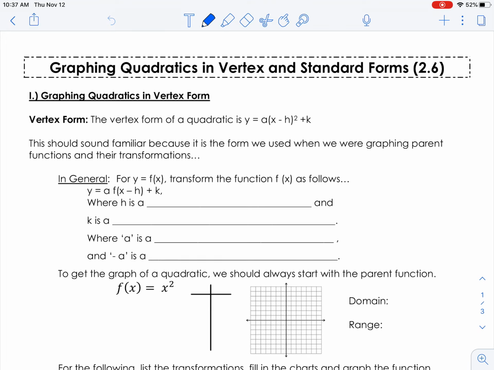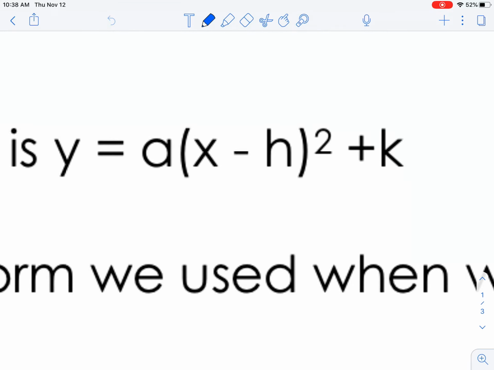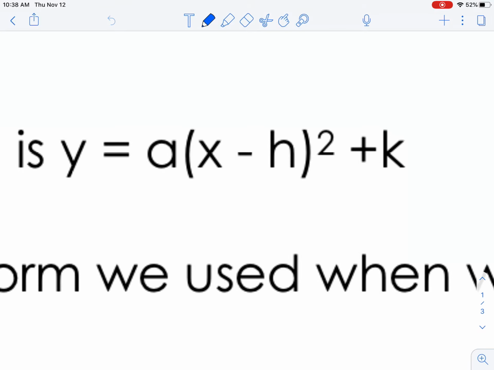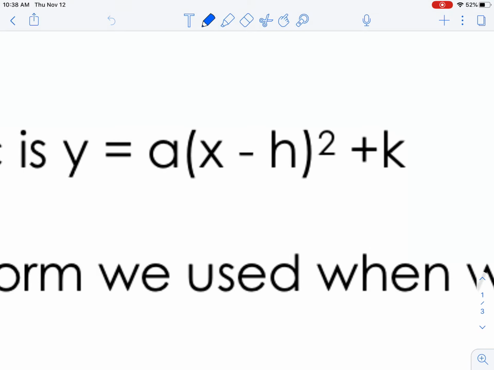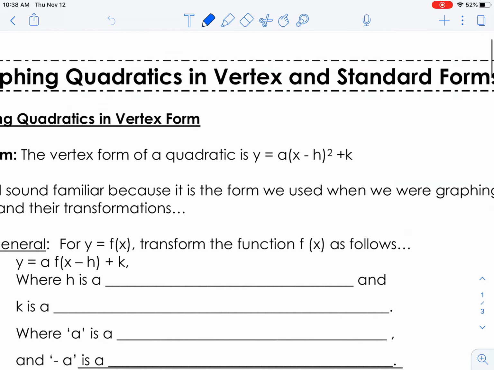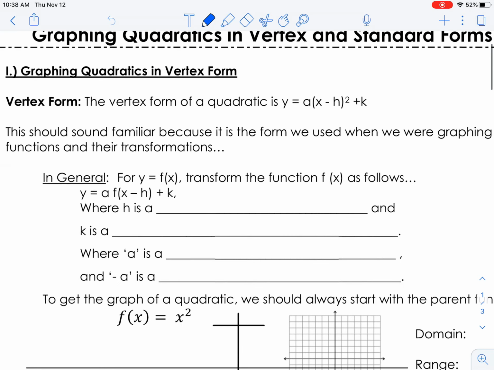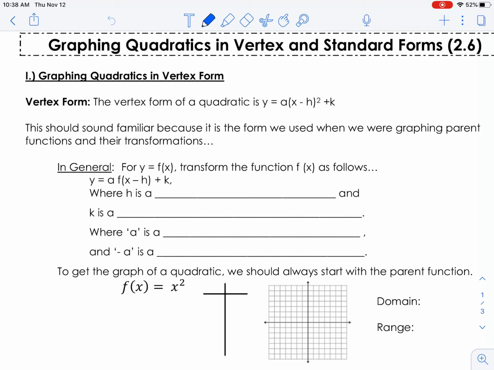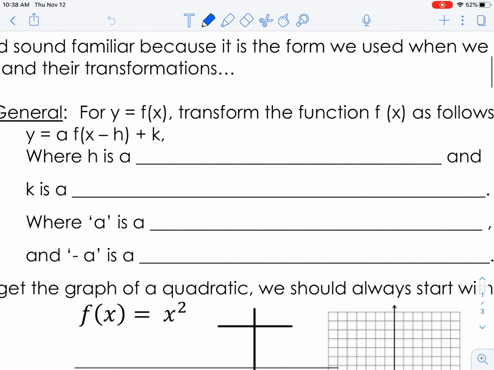Now we haven't really talked about these different forms. Vertex form is this guy right here, y equals a times (x minus h) squared plus k. Think about that, it's a quadratic. If we FOIL out (x minus h) times (x minus h), we get ax squared, which makes it a quadratic. This form should sound familiar because this is the form we used when we were graphing parent functions and their transformations. If you remember, h is a shift left or right.